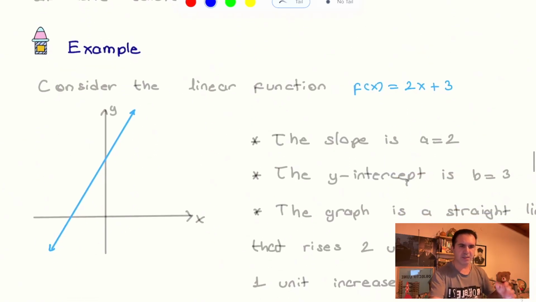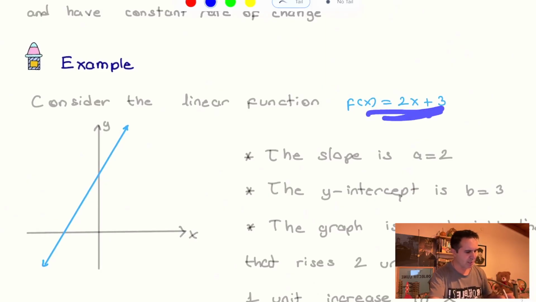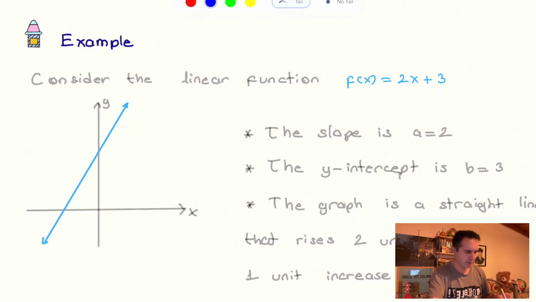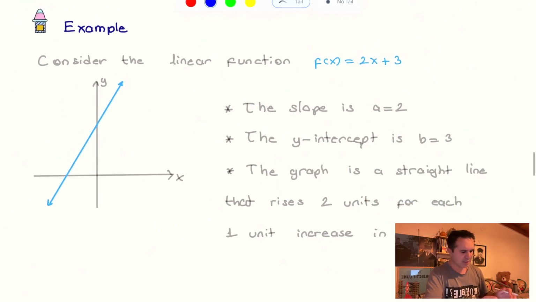For example, consider the linear function f of x equals 2x plus 3. The slope here is a equals 2. This is our slope. And the y-intercept is equal to 3. How do we find the y-intercept? If we put 0 for x, we find that the y-intercept is 3. And the graph is a straight line like here. Because the y-intercept is 3, this is 3.